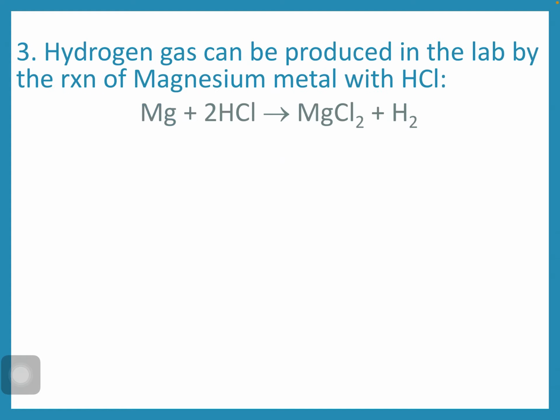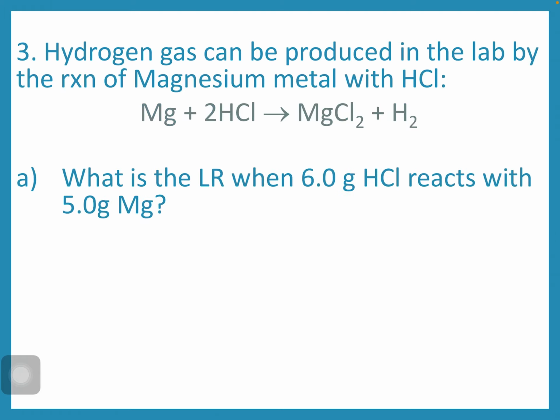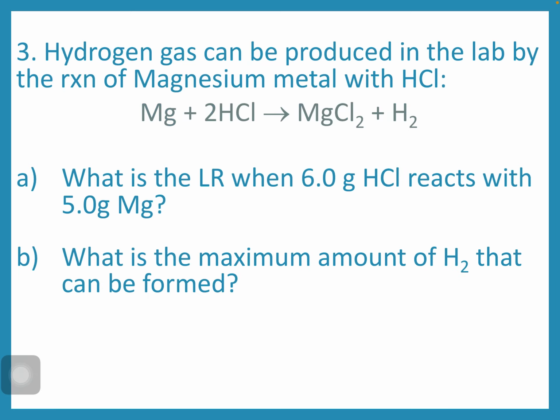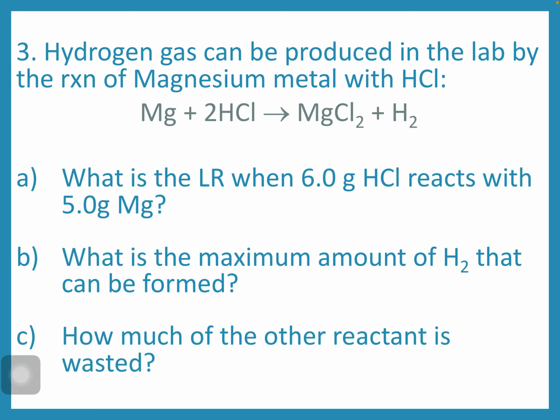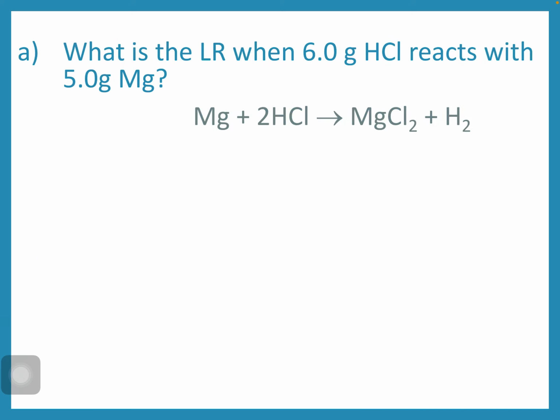Next question: hydrogen gas can be produced in the lab by the reaction of magnesium metal with hydrochloric acid. So the balanced equation is for every 1 mole of magnesium, 2 moles of hydrochloric acid are needed, and 1 mole of magnesium chloride and 1 mole of hydrogen are produced. So what's the limiting reactant if 6 grams of hydrochloric acid react with 5 grams of magnesium? What's the maximum amount of hydrogen that can be formed? And how much of the other reactant is in excess?